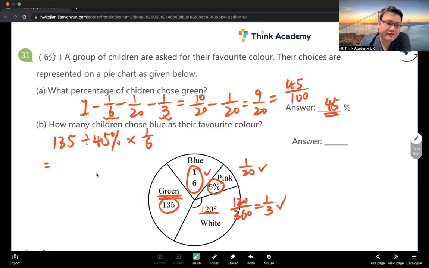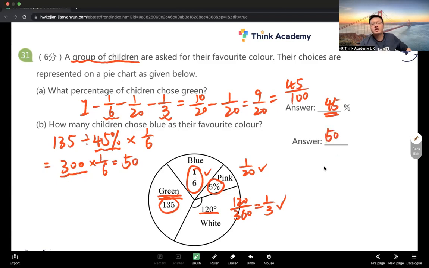So 135 divided by this fraction equals what number? Is the answer 15? Yeah, so 135 divided by 45 gives you 3. And 3 times 100 would be 300. That 300 represents the total number of this group of children. You got 300 children. And then 1/6 of that prefer blue. So you times by 1/6, you got 50. So 50 children choose blue as their favorite color.